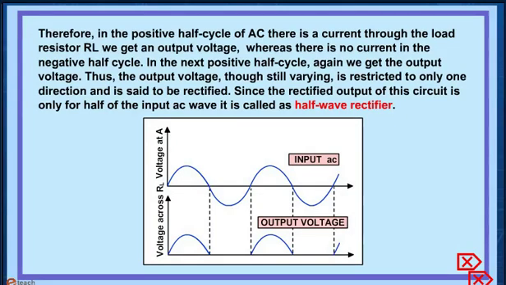In the next positive half cycle, again we have the output voltage. Thus, the output voltage, though still varying, is restricted only to one direction and is said to be rectified. Since the rectified output of the circuit is only for the half cycle of the input AC wave, it is called a half wave rectifier.